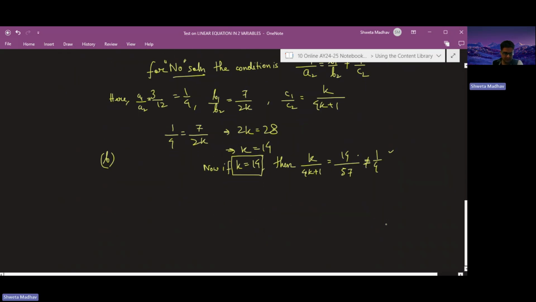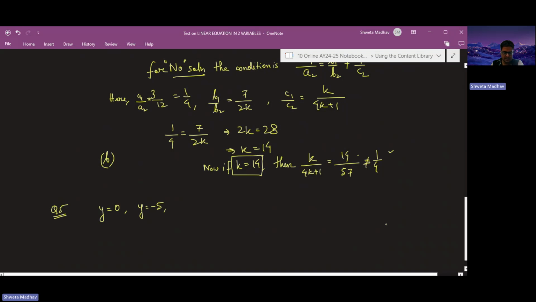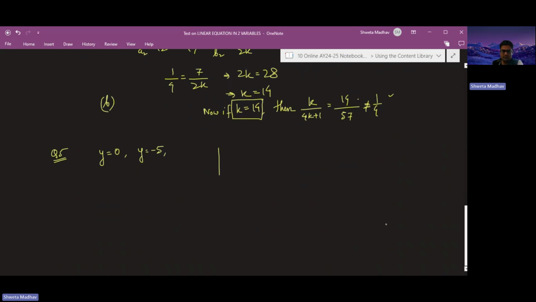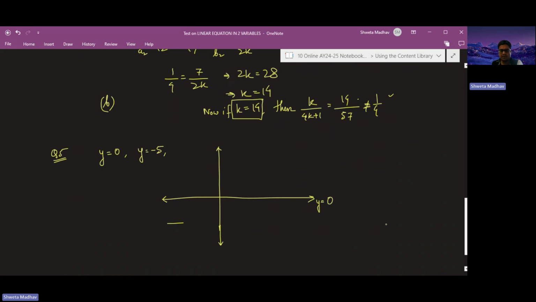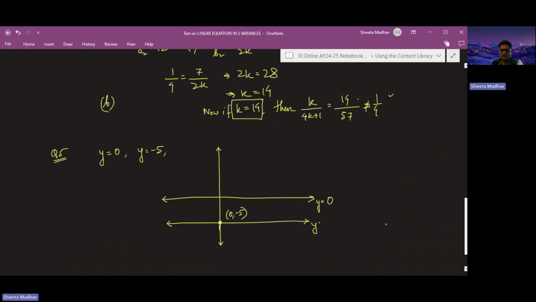Then in question number 5, it has been told the pair of equations y equal to 0 and y equal to -5 has how many solutions that we have to find out. So as we know, y equal to 0 is a straight line, which is the x-axis only, since the equation of the x-axis is y equals 0. And y equals -5 is a straight line which is parallel to the x-axis, and which will intersect the y-axis at the point (0, -5). So this is y equals -5.